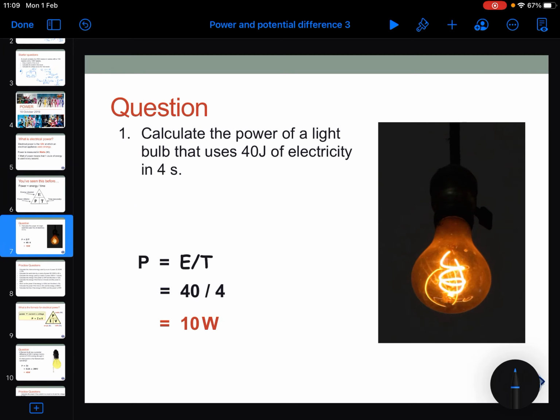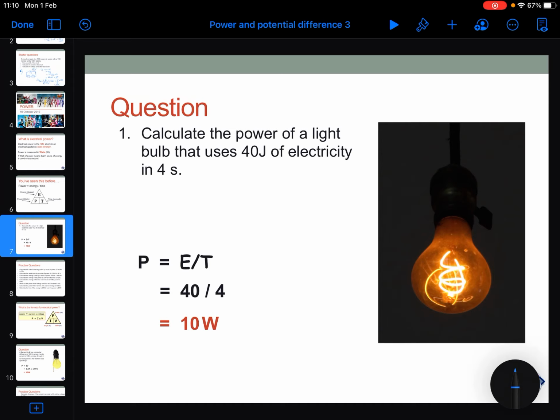So it's really easy, this equation, I'm sure you're noticing. Calculate the power of a light bulb that uses 40 joules of electricity in 4 seconds. Power is energy divided by time, 40 divided by 4, 100 watts. Oh my god, I'm sorry. You won't know this, but it's actually Monday morning whilst I'm filming this, and clearly I'm not awake yet. So 10 watts is the real answer.